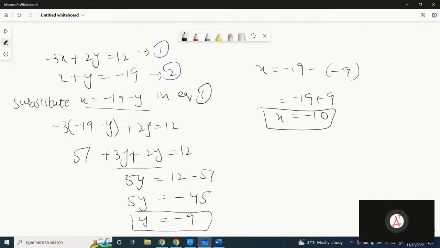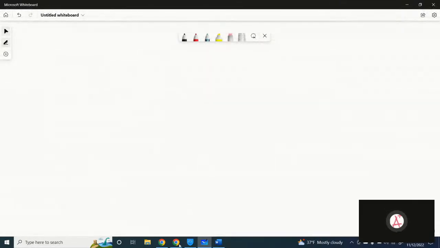Let's move on to the next topic of the chapter. The next topic is solving a system of equations using any method, word problems. Now you're given word problems, and you have to do the same things we are just doing. Let me write down the lesson name.